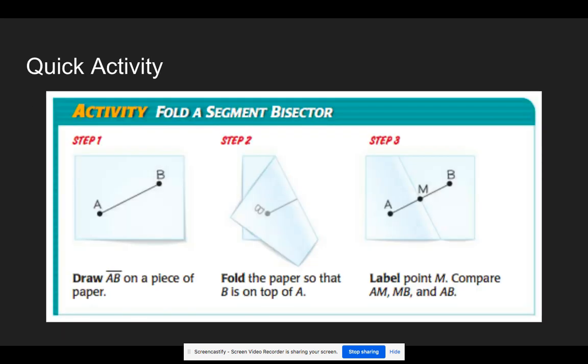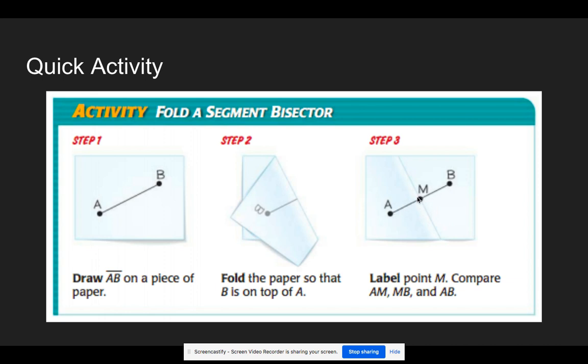Take a moment to get a piece of scratch paper. Use a ruler and draw line segment AB. Make sure you include endpoints. Fold the piece of paper so that B is right on top of A. This fold line that goes through your line segment AB bisects your line segment AB.